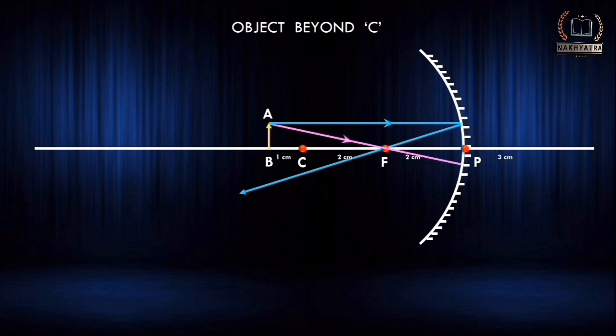Now another ray from the object passes through the focus and strikes the concave mirror, then after striking, the reflected ray is parallel to the principal axis, as you can see here.